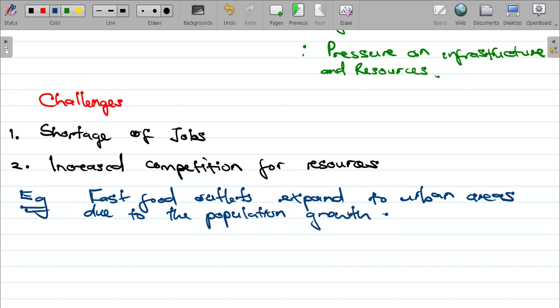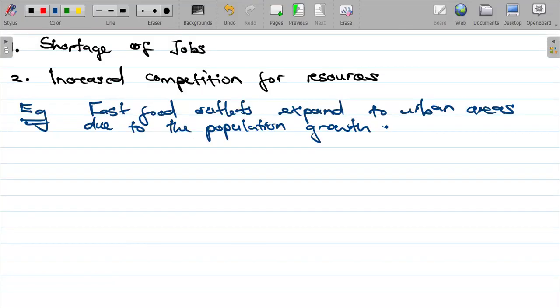So let's talk about illiteracy. Illiteracy simply means inability to read and write. It also has an impact on productivity in the business. Illiteracy imposes challenges.